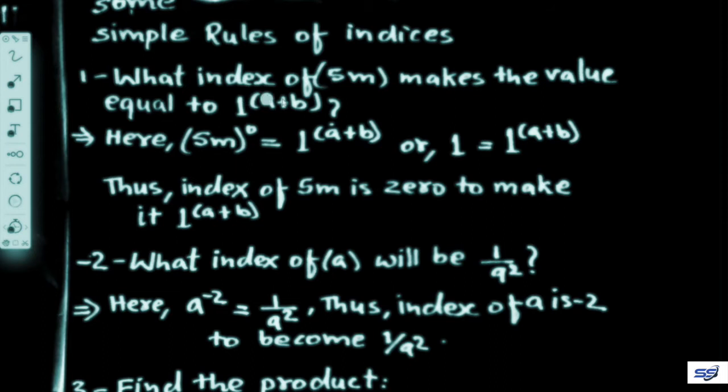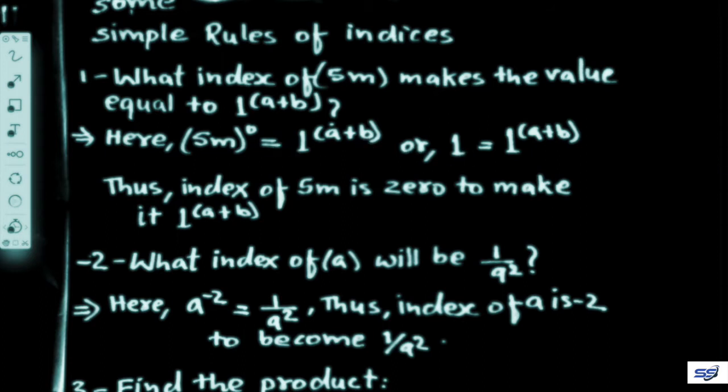What index of 5m makes the value equal to 1 power a plus b? The question is given in this way. This is a simple, basic question. Here the index of 5m is asked. Now here, 5m power 0 equals 1 power a plus b.